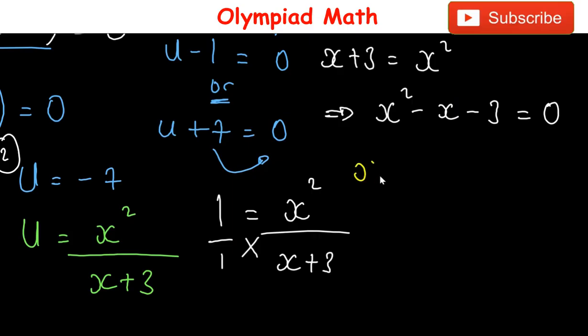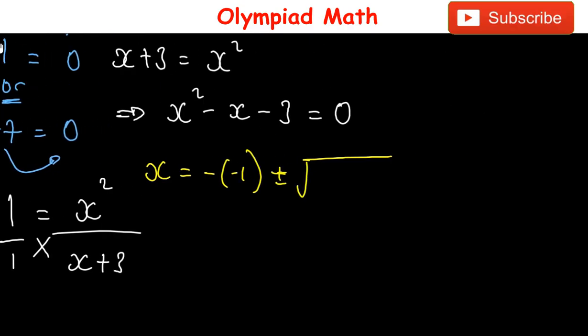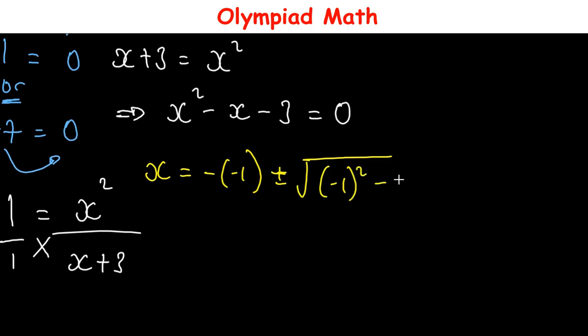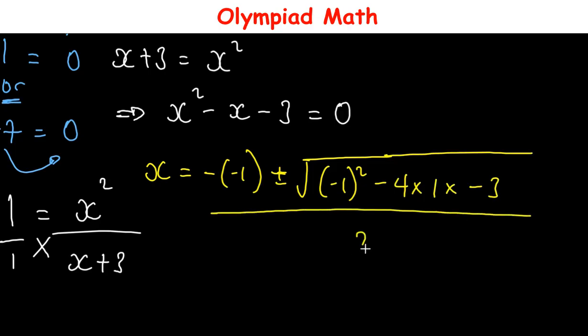So this becomes x is equal to minus b. B is minus 1, then plus or minus the square root of b squared. So b is minus 1. So in bracket minus 1 all squared minus 4 times a is 1, then times c is minus 3. Okay, and this is then divided by 2 times a is 1.